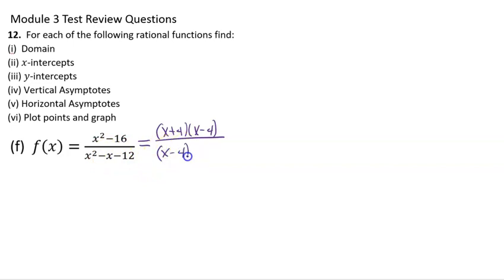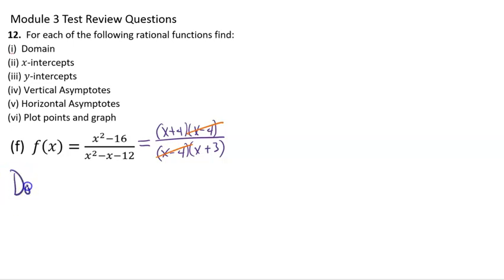Okay, x minus 4 times x plus 3. You with me? -4 times 3 is -12. That's right. -4 plus 3 is -1. Yeah, there we go. Oh, finally, look! The -4s, boom, gone. Okay, now we're going to see some subtle differences of domain and vertical asymptote.